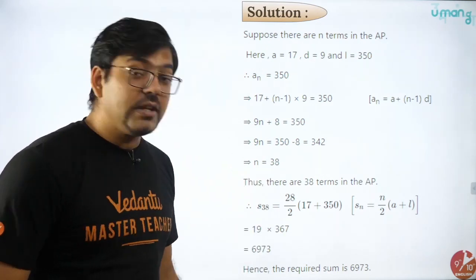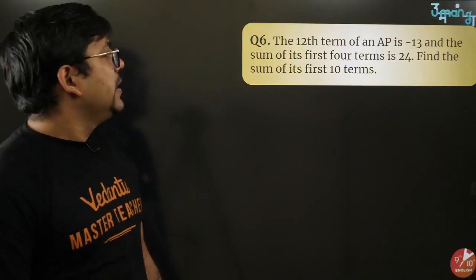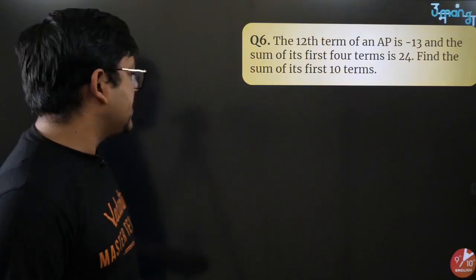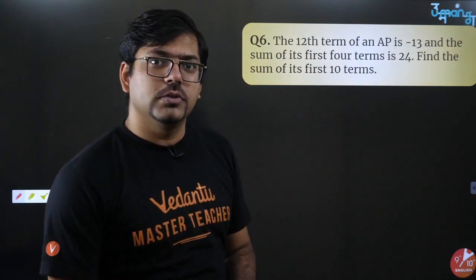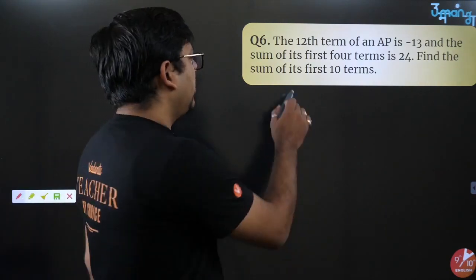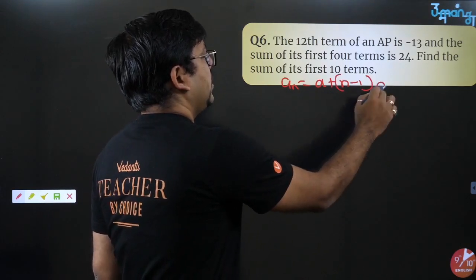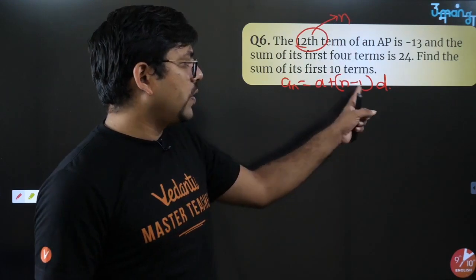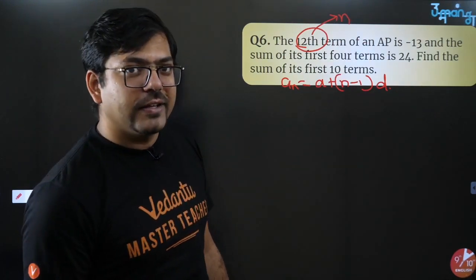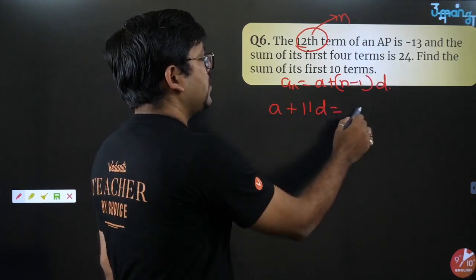Cool. I hope you all understood that. Chalo. If you all understood, let's move on to the next. Here is the next question. The next question says the 12th term of an AP is minus 13. Okay, 12th term. Do you know how to write the 12th term? Very simple, man. We know the nth term is a plus (n minus 1) into d. In place of n, if 12 is written, you can write 12 minus 1. That will be 11d. So you can write the 12th term as a plus 11d equals minus 13.